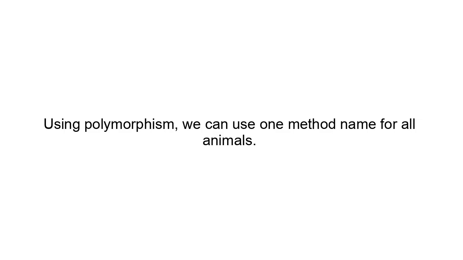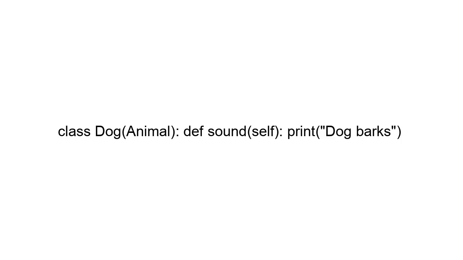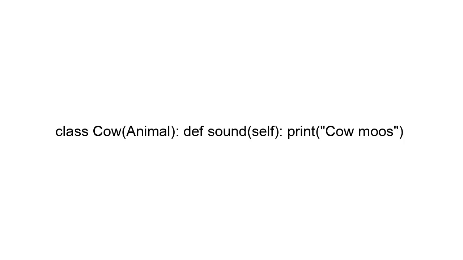Example with polymorphism. Using polymorphism, we can use one method name for all animals. Example, class Animal, def sound(self), print, animals make sounds. Class Dog(Animal), def sound(self), print, dog barks. Class Cat(Animal), def sound(self), print, cat meows. Class Cow(Animal), def sound(self), print, cow moos.